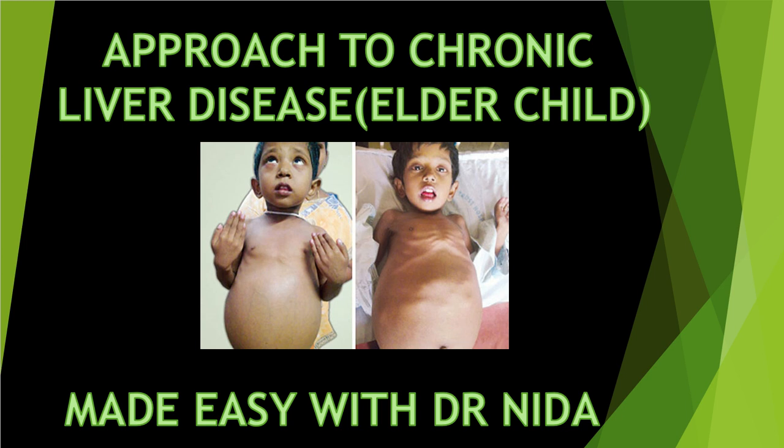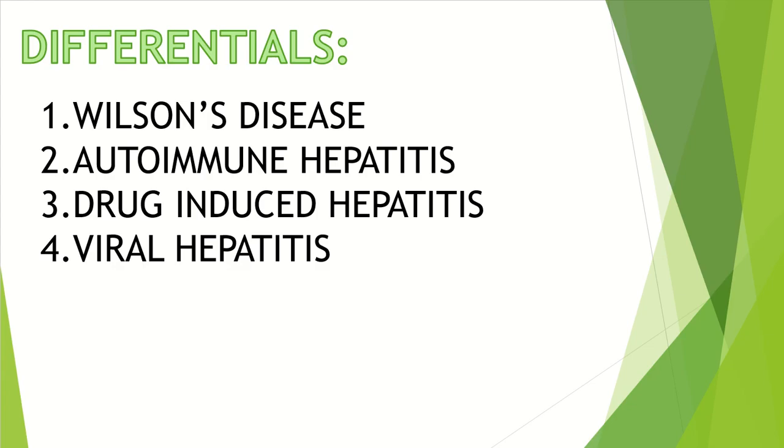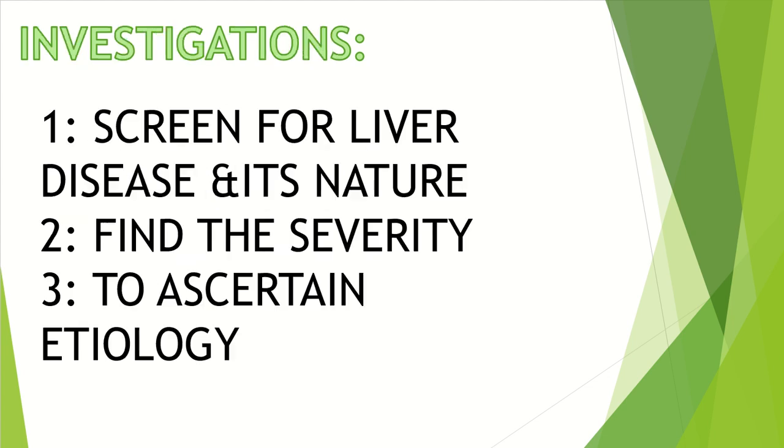Welcome back to the topic approach to chronic liver disease in elder child. Yesterday we started this topic till differentials: when there is CLD in an elder child, what will be the differentials? There are four main differentials: Wilson disease, autoimmune hepatitis, drug-induced hepatitis, and viral hepatitis. Now, investigations. What are the investigations that we will run in these cases? There are three basic investigations.